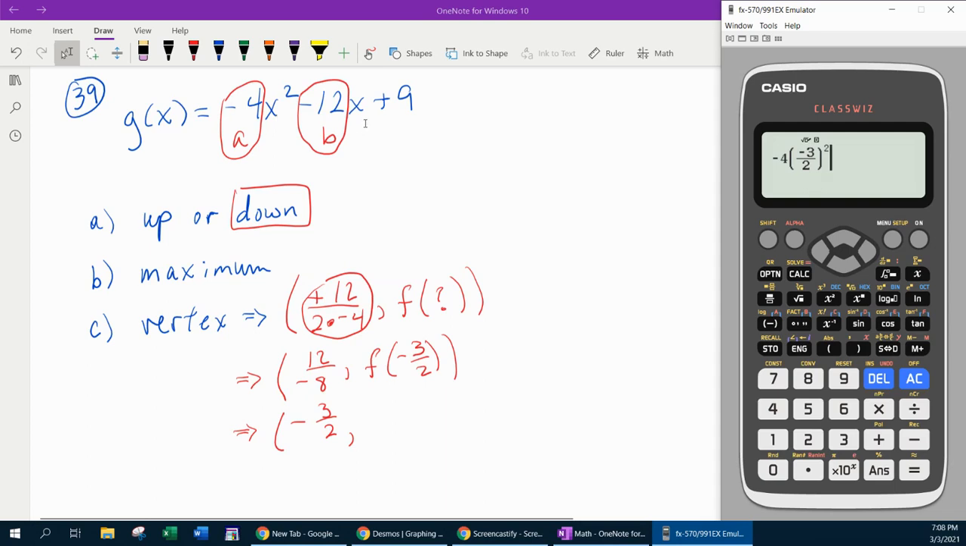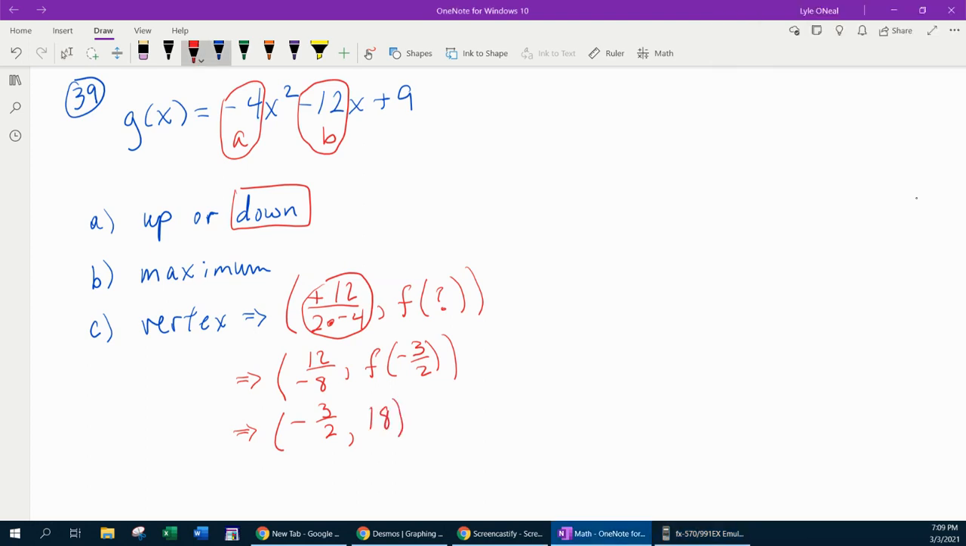I'm replacing every x with negative 3/2. So next we're going to have minus 12 times negative 3/2 plus 9, which gives me 18. And that is the y-coordinate of the vertex. And so there is our vertex written as an ordered pair.